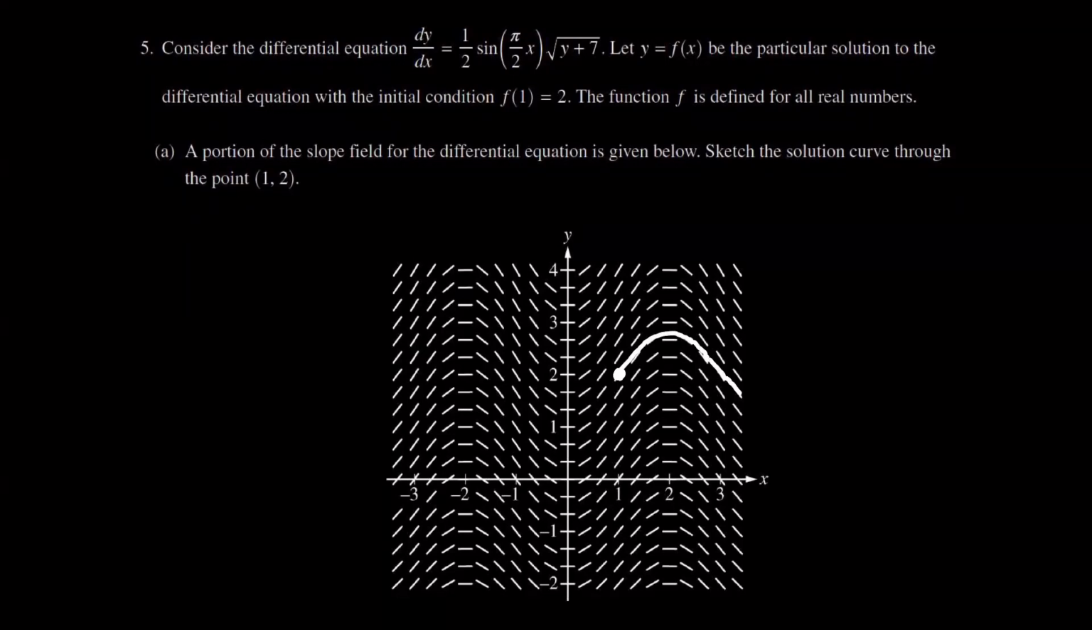You can see that it's tangent all the time, and then moving in this direction, it's tangent here, here, here. And so it looks almost like a sine or a cosine function. So this is the answer to this question. Let's move on to question B.